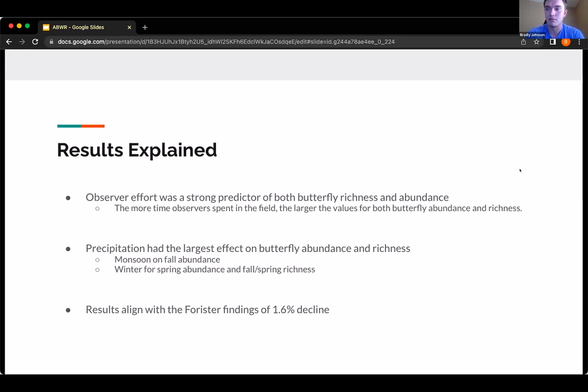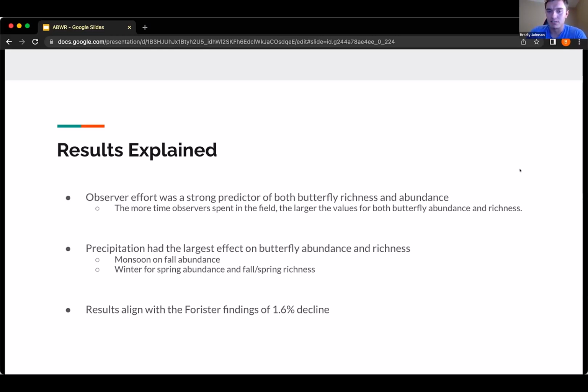It wasn't necessarily temperature, as we originally may have thought. It was more so monsoon precipitation that was the key precipitation on fall abundance, while winter precipitation was the important precipitation value for spring abundance and fall and spring richness.